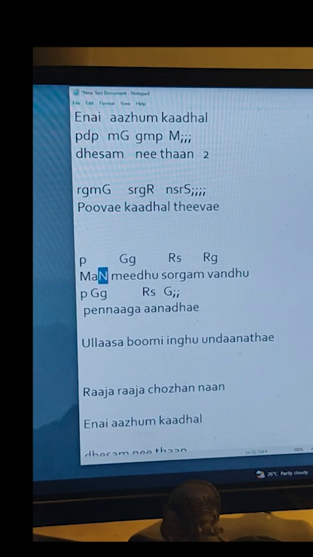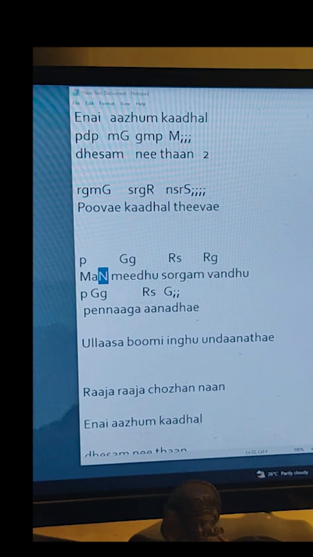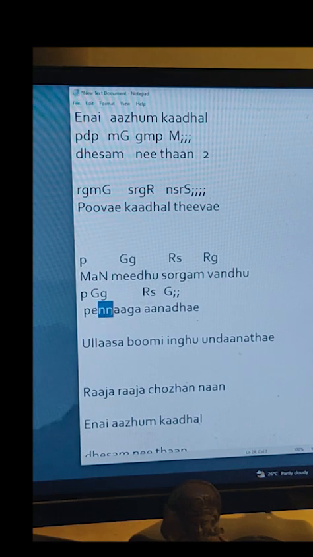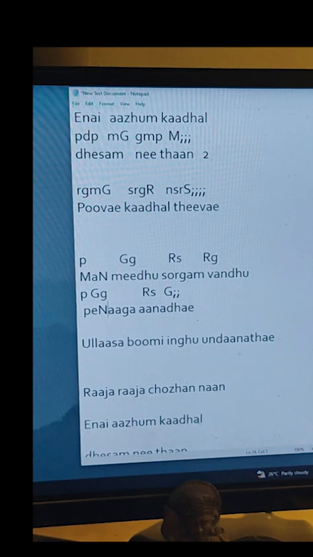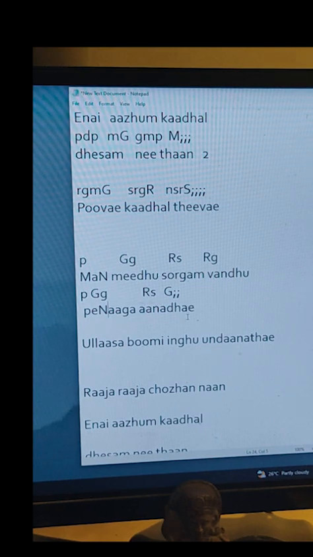Oh, sorry. Again. Pennaga, otherwise sometimes I read it as pennaga or something. I don't know the meaning. I can't remember the meaning even if I learn it when I sing it. So this is a good way. Anade. So this remains small.